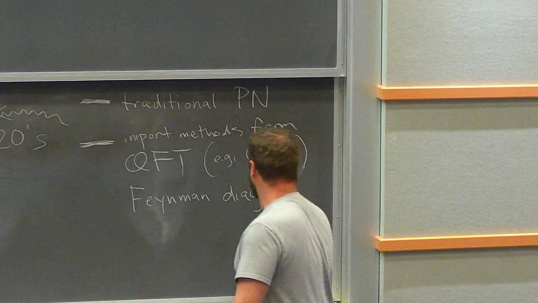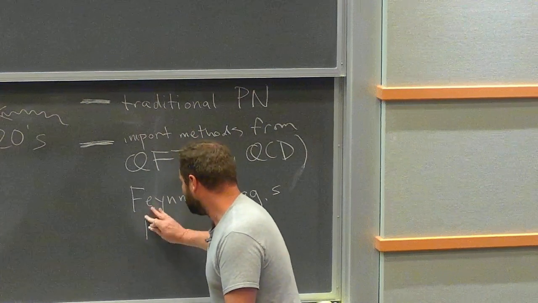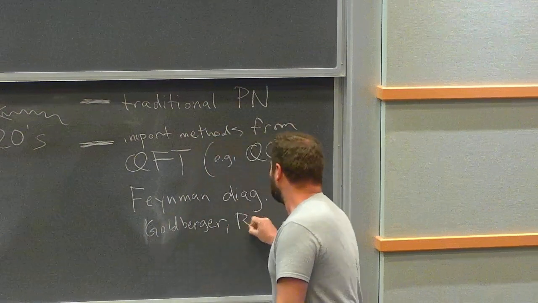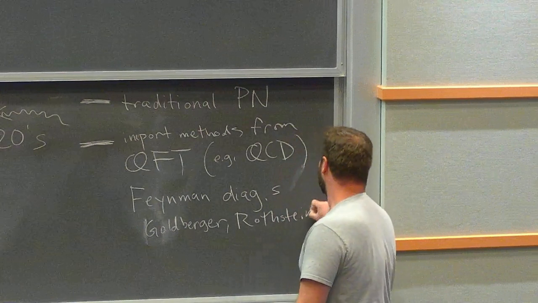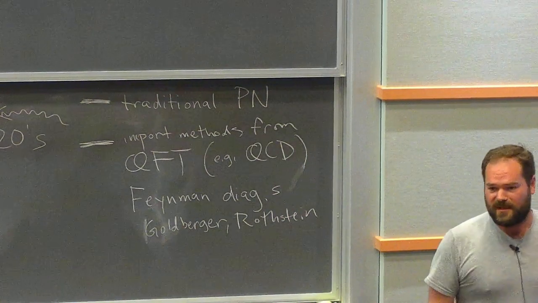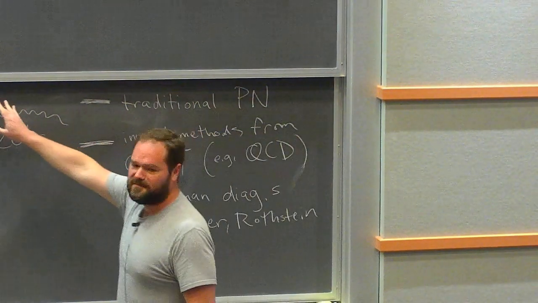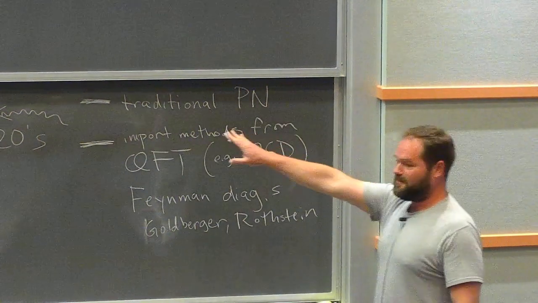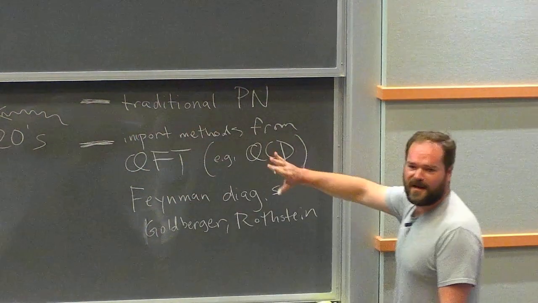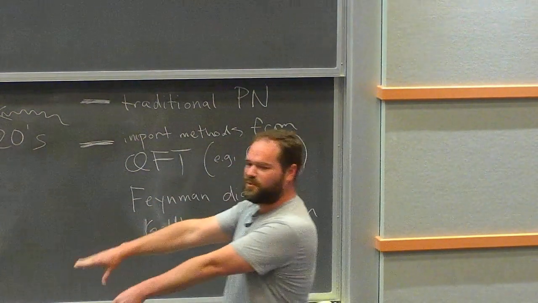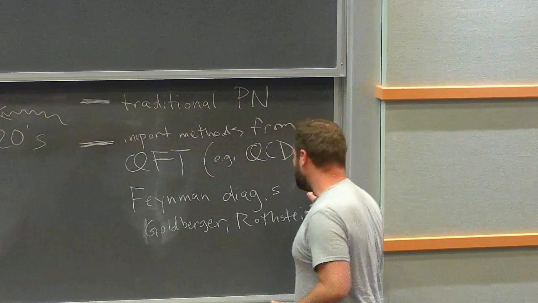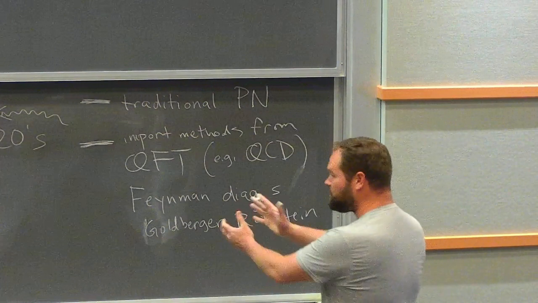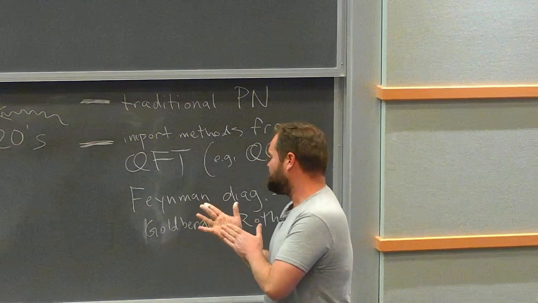And I'm going to put my first names here. Goldberger and Rothstein, I think, wrote a very important paper in the first decade of this century. I think it was 2008 or maybe 2005. Anyway, it was definitely that decade, stressing how useful organizing these kinds of perturbative calculations in terms of Feynman diagrams could be. And that led to a lot of progress in these kinds of efforts.